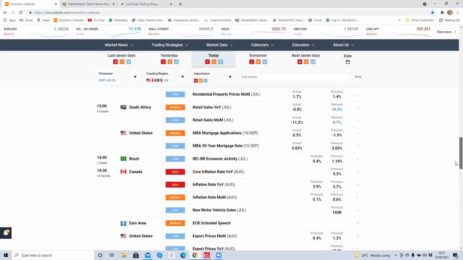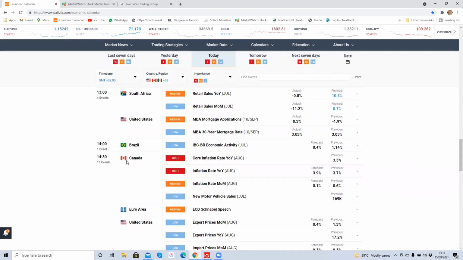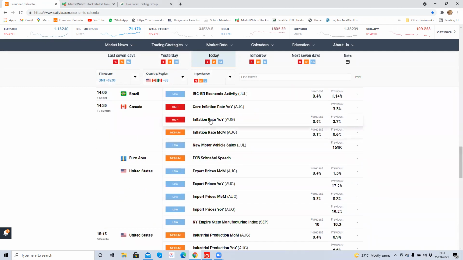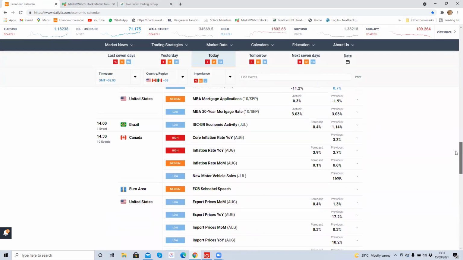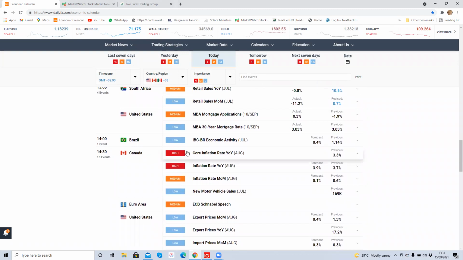And then the last report of high importance we have, at 2:30 GMT +2, is the Canada inflation rate. So with the Canada inflation rate, that would obviously impact all currencies paired with the Canadian dollar and the Canadian stock market. And since we're trading the dollar Canadian dollar, that would affect us.